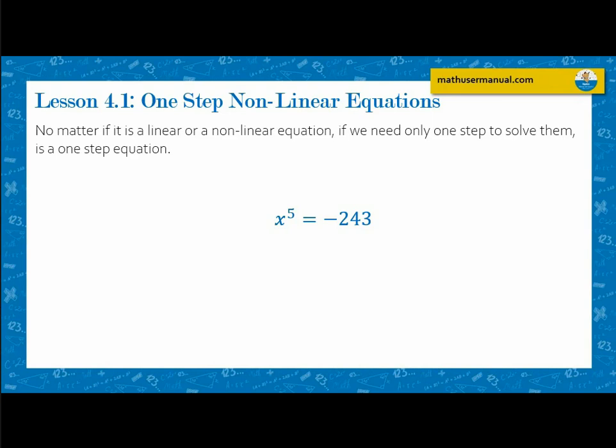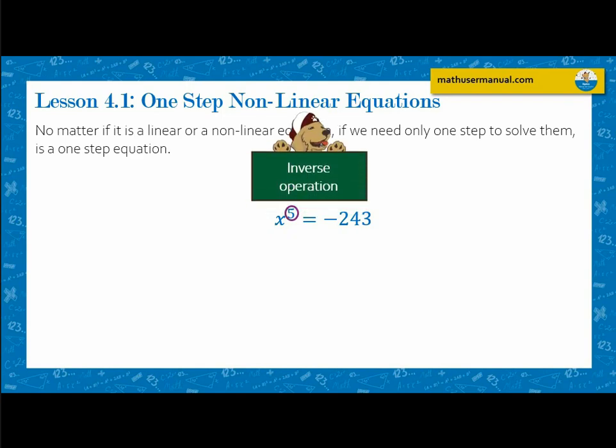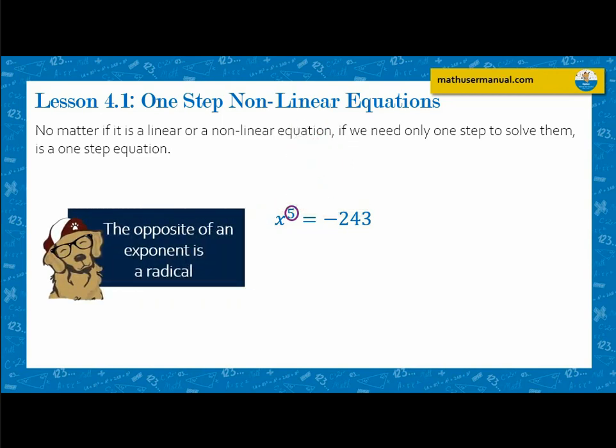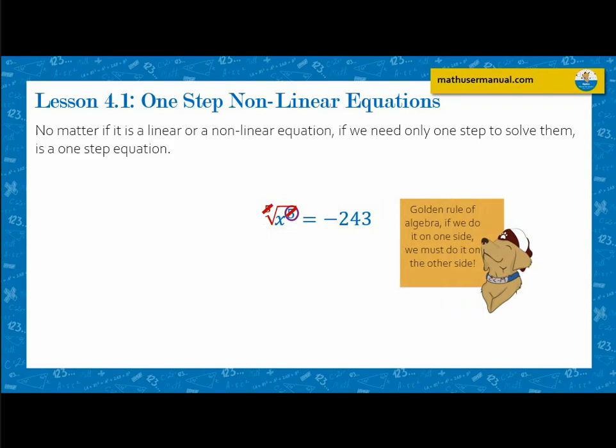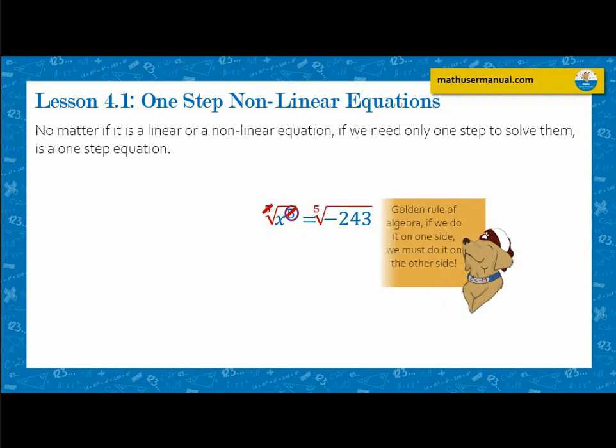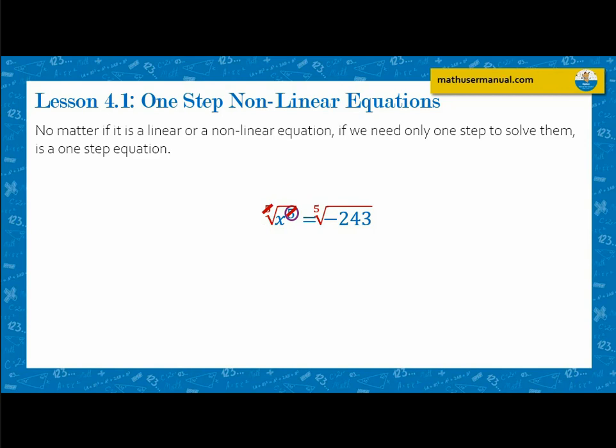x to the power 5 equals -243. The exponent of 5, we need to move it to the other side using inverse operations so we can isolate the x. The opposite of an exponent is always a radical, but we have to make sure the index of the radical matches the exponent. Because both of them are 5, we can cancel them. One more time, whatever we do on one side, we must do on the other. So we also have to take the fifth root of -243. This is probably easier to do in a calculator. And we get x equals 3.